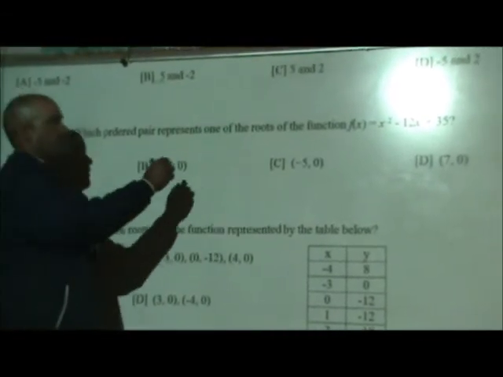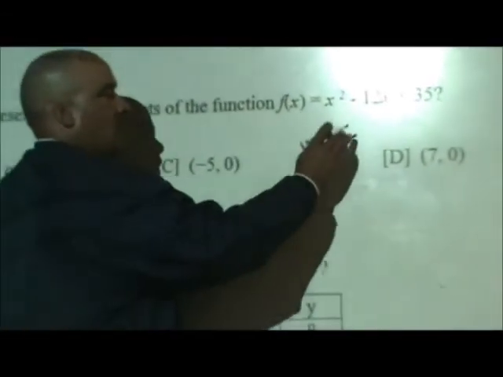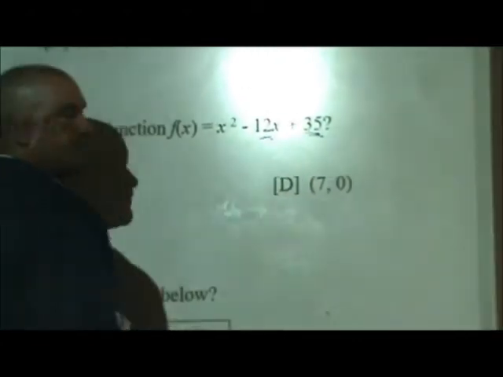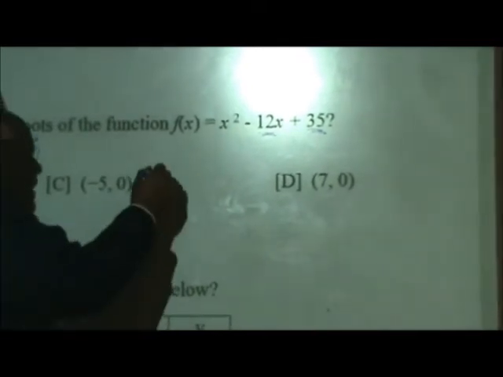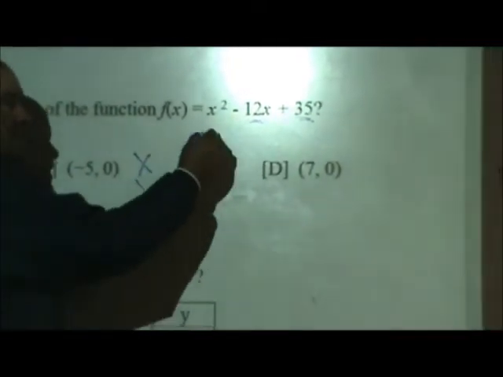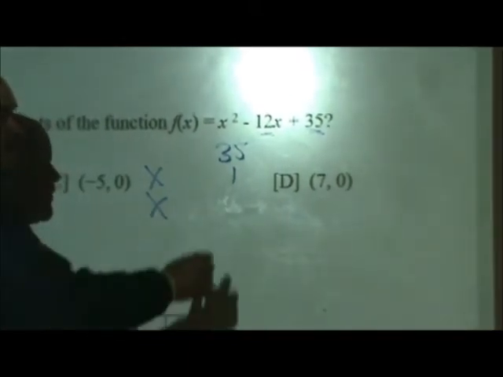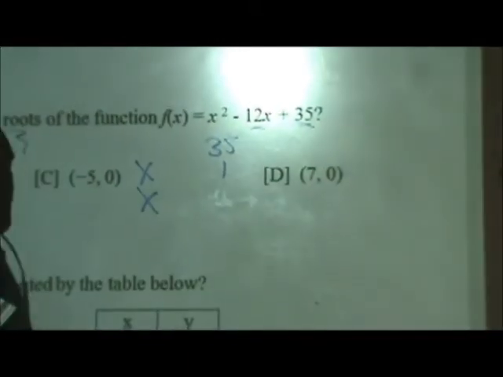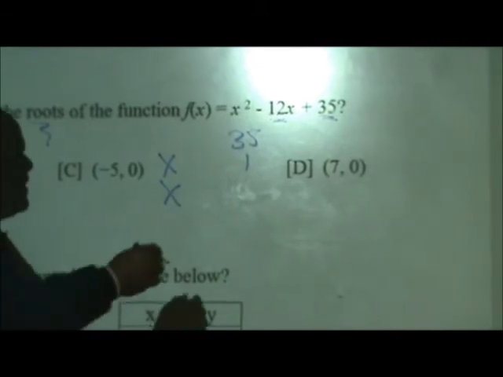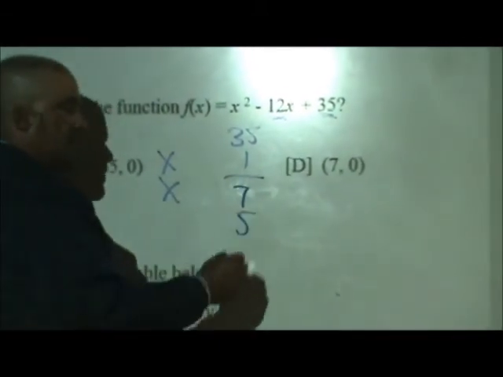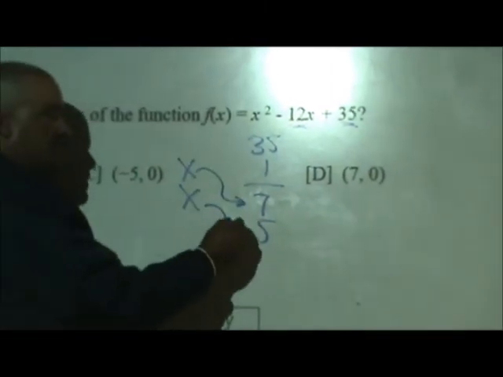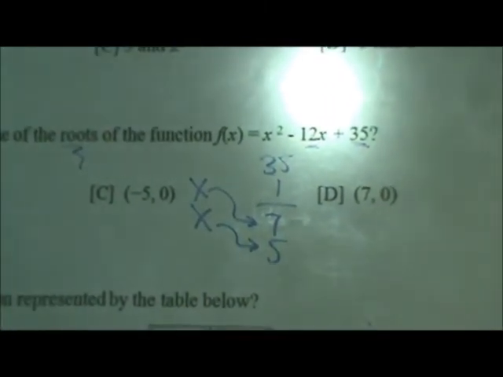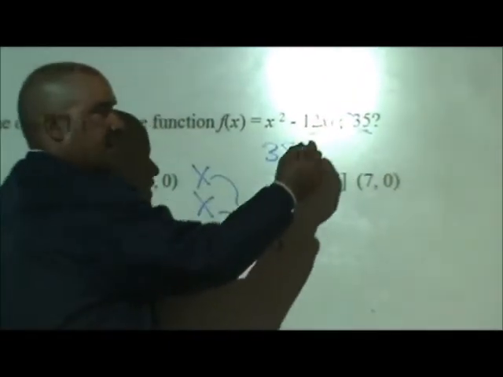Okay. Number 19. Looking for roots again. Well, look at this and this. Is there 2 numbers that you think of? It's not 35 and 1, because 35 times 1 will give me 35, but added will not get me a 12. The only other one is 7 times 5, isn't it? 7 times 5 is 35, and 7 plus 5 is 12. Again, I'm looking for the sum there.